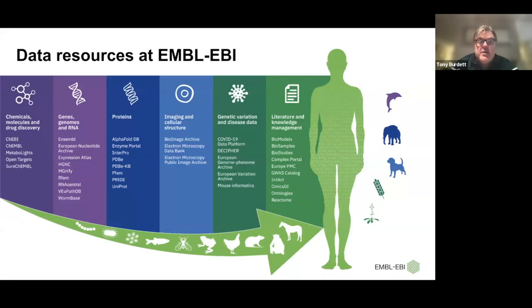EBI, as I mentioned, has a number of data resources running across a full spectrum of the life sciences, all the way out from chemicals and small molecules through genes, genomes and RNA, into proteins, images, cellular structure, genetic variation and literature. There is a huge number of resources here. I'm not going to cover it.